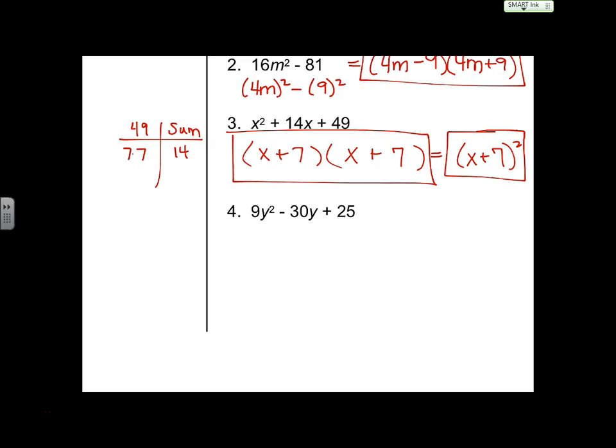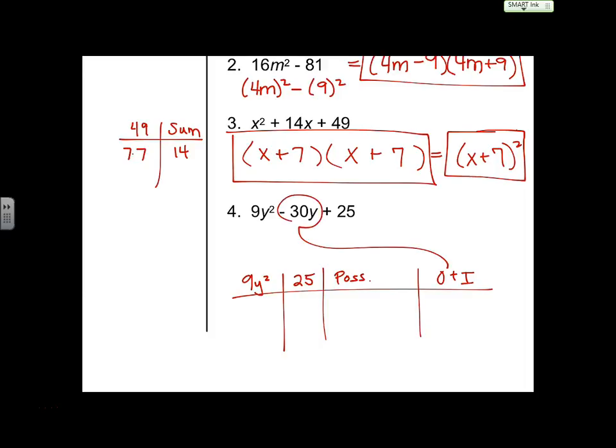Even though there is a number in front, and even though we don't like that number in front, because it makes us do the long table. If we do the long table, we look at our 9y squared, right? We look at our 25, right? Thinking about our possible, to try to figure out which one matches the outer and inner, which is our middle. We're trying to make this match. Okay?